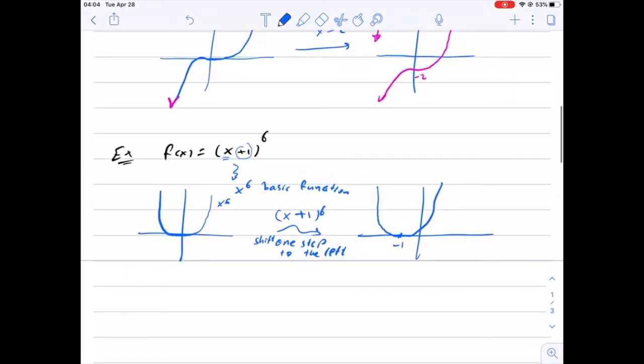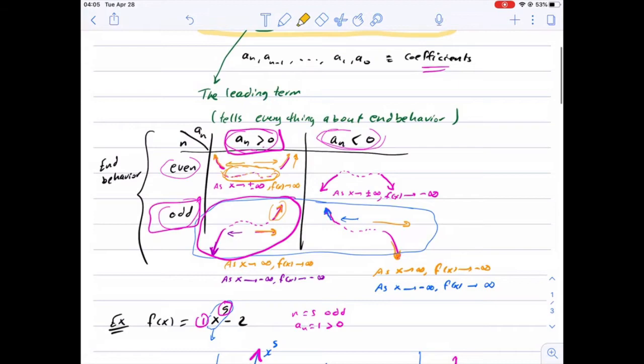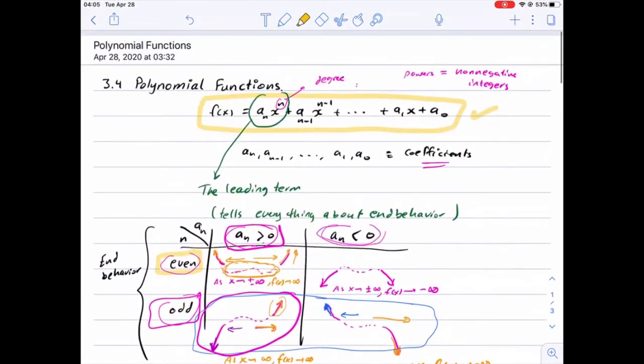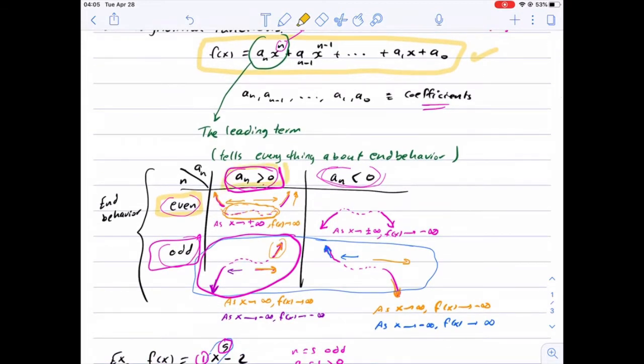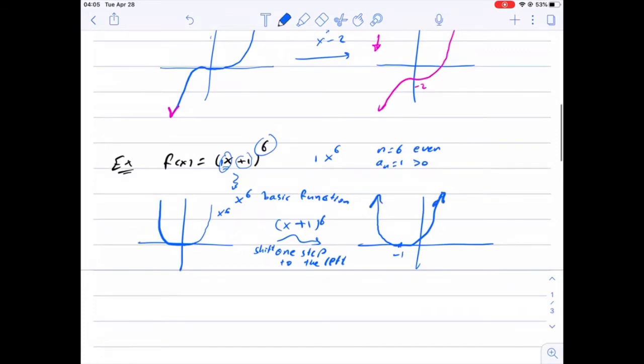And here, as you can see, x has power 6 and the leading coefficient is 1. So n is even, it's 6, and a sub n is 1, which is greater than 0. If the degree is even and a sub n is positive, then the graph looks like this. As you can see, the end behavior is described here. It goes to positive infinity from both sides.